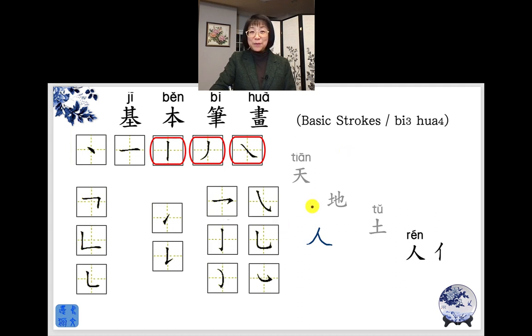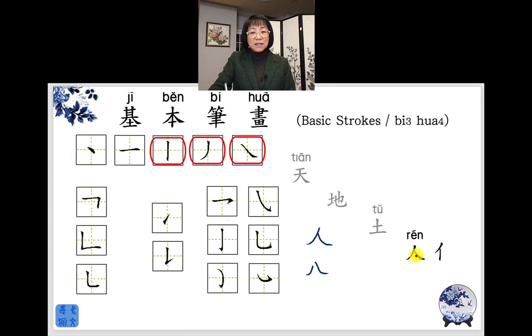Now I have a question for you. Which other character you learned is also composed of one pie and one na? Do you remember? All right, so what is that? That is the character 八. It goes with a 撇, remember? And then ends with a 捺. So that's 八. And then this is 人.